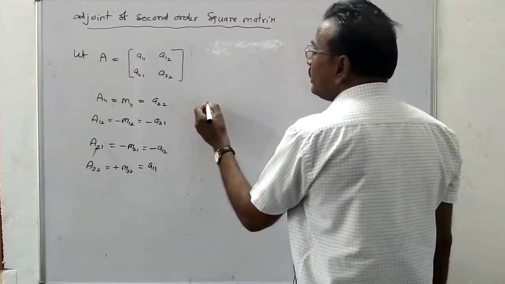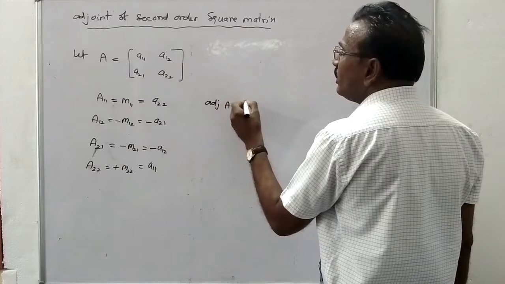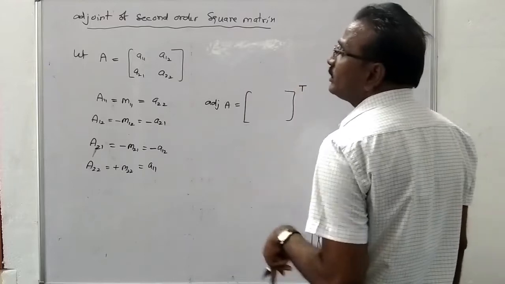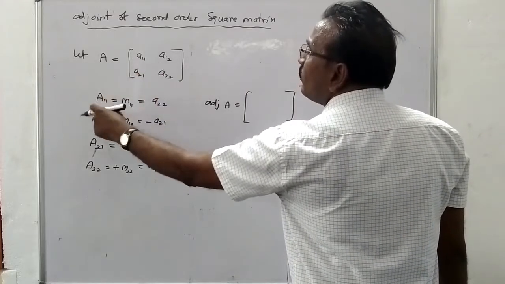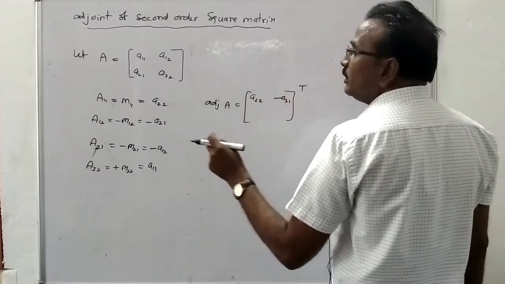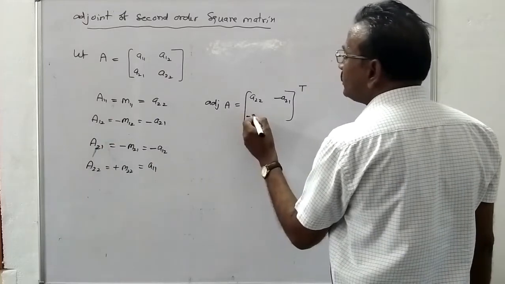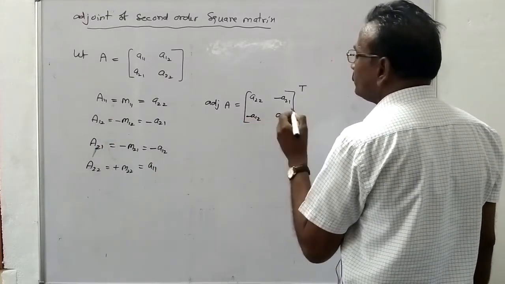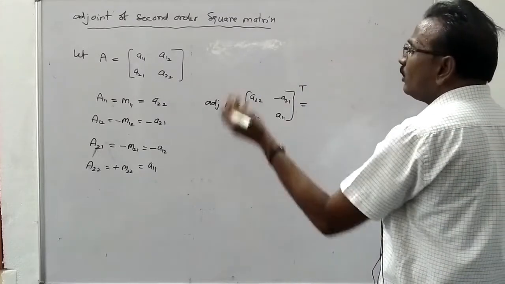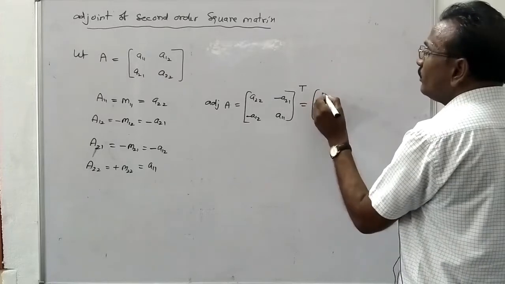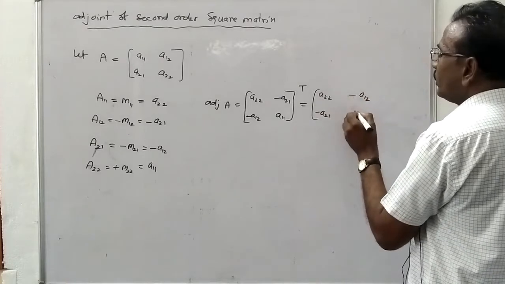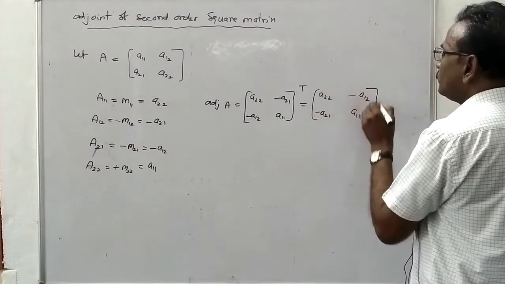So therefore the adjoint of A is the transpose of the cofactors. Your first row cofactors are A22 and minus A21. Second row cofactors are minus A12 and A11. Now transpose this by interchanging rows and columns. The first row becomes the first column: A22, minus A21, minus A12, A11. So this is the adjoint of A.